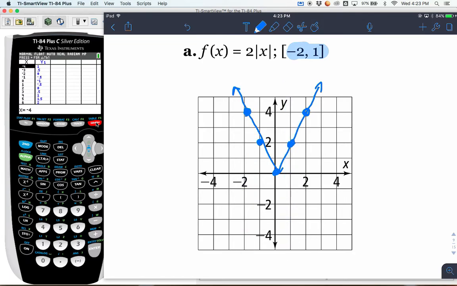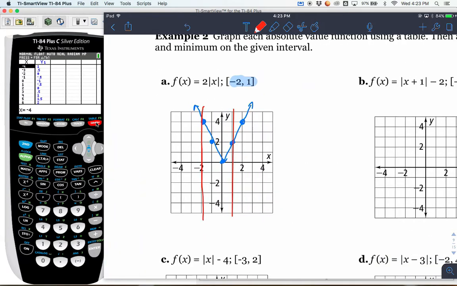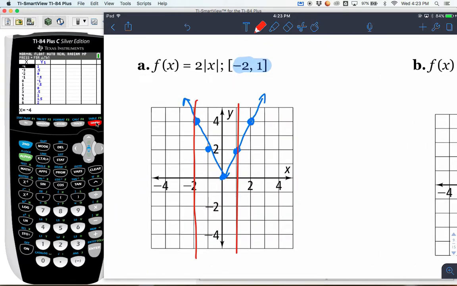Here, let me use a different color so that it's thick, I guess. So from -2 to +1. So in between this section here, what's the max and what's the minimum there? So you're looking for the highest y value and the lowest y value. There's a little review there. I think that's from Unit 1 there.